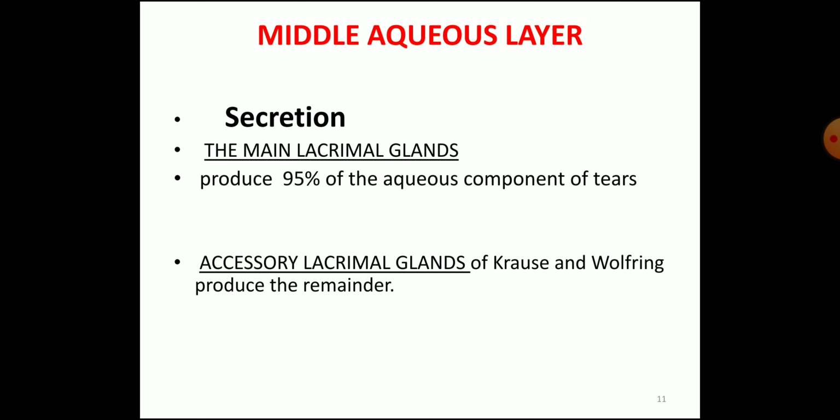Middle aqueous layer. It is secreted. The main lacrimal glands produce 95% of the aqueous component of tears, and the accessory lacrimal glands of Krause and Wolfring produce the remainder. So it is mainly contributed by the main lacrimal glands, 95%, and the rest is from the accessory lacrimal glands.